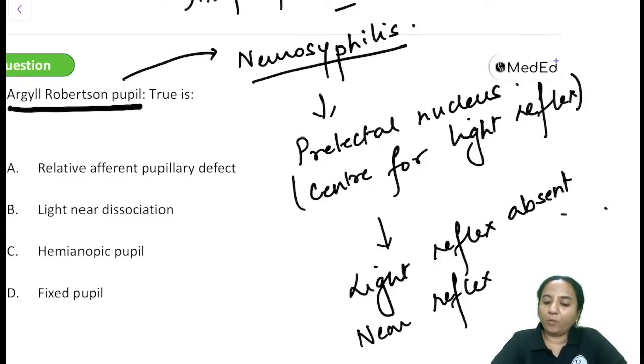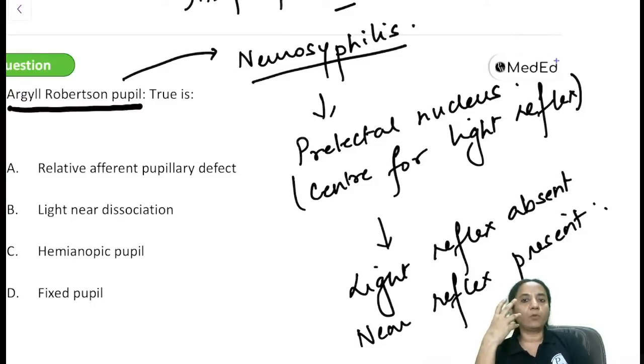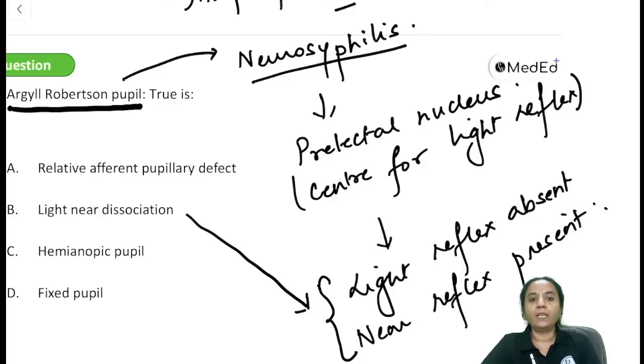So shall I go over this once more? Argyll-Robertson pupil is classically described in neurosyphilis. Here there is a lesion in the pretectal nucleus, which is the center for the light reflex. So if the pretectal nucleus goes, the light reflex will obviously go, but the near reflex will remain because the center for the near reflex is located in your ventral midbrain. So this condition where the light reflex goes but the near reflex remains is called light-near dissociation. So Argyll-Robertson pupil is light-near dissociation.